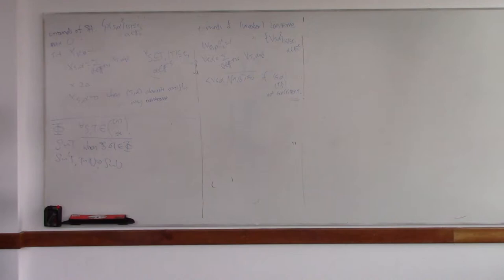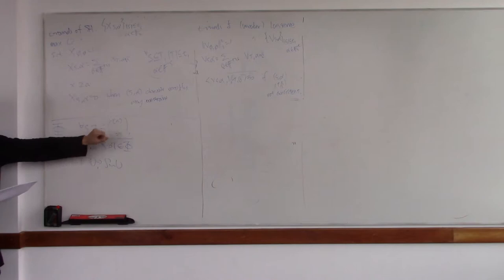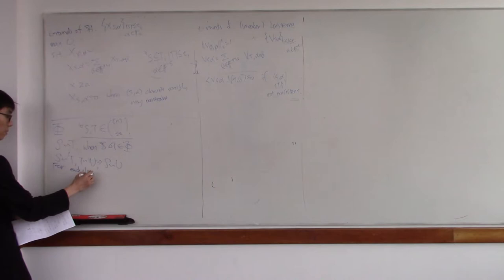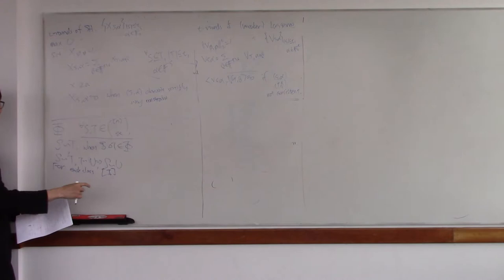So we have completely divided the subsets of size at most T into several equivalence classes. For each class I, where I is another subset, this bracket means the equivalence class that contains I.